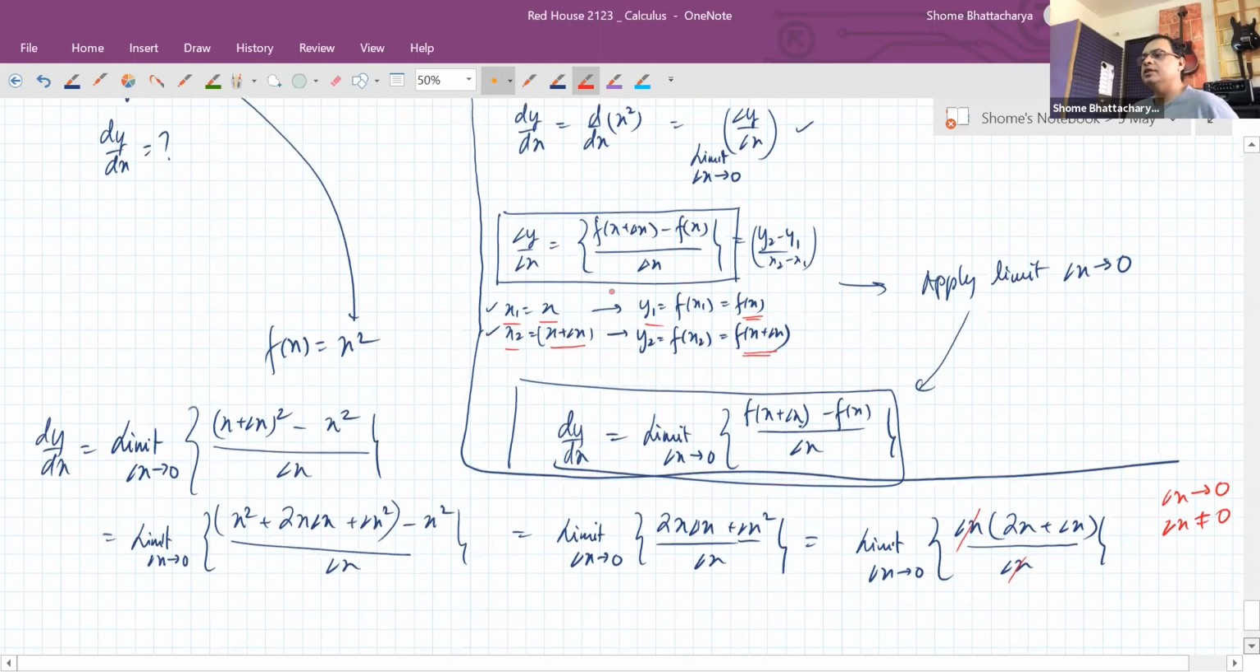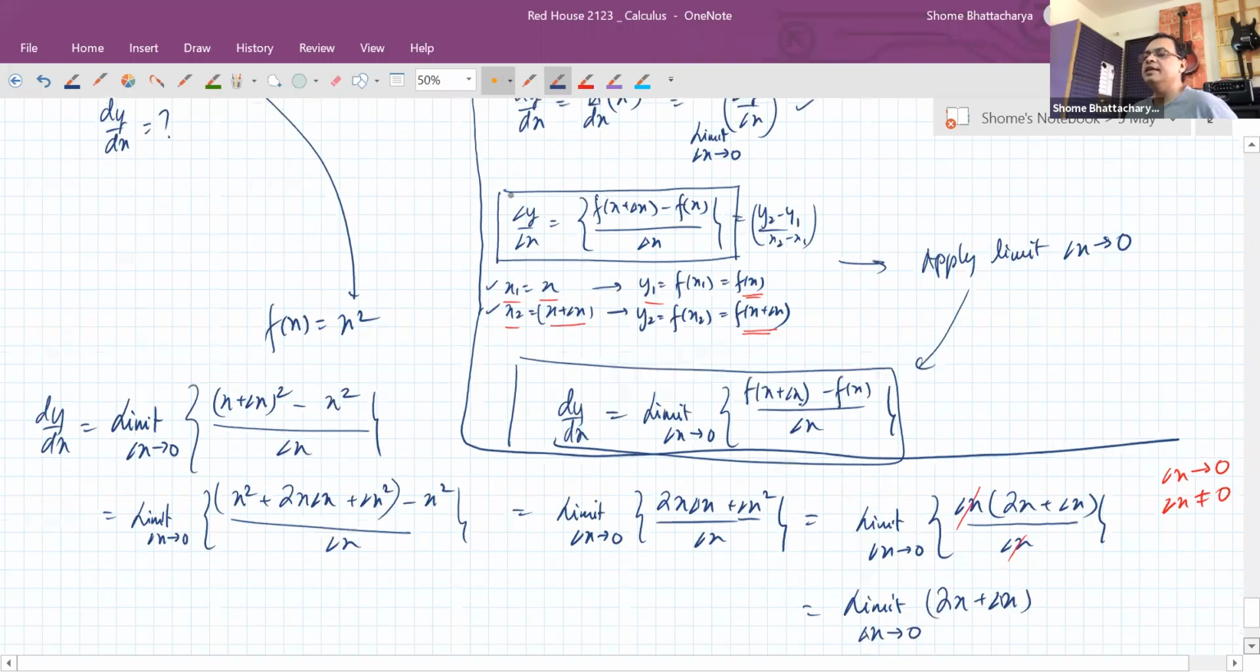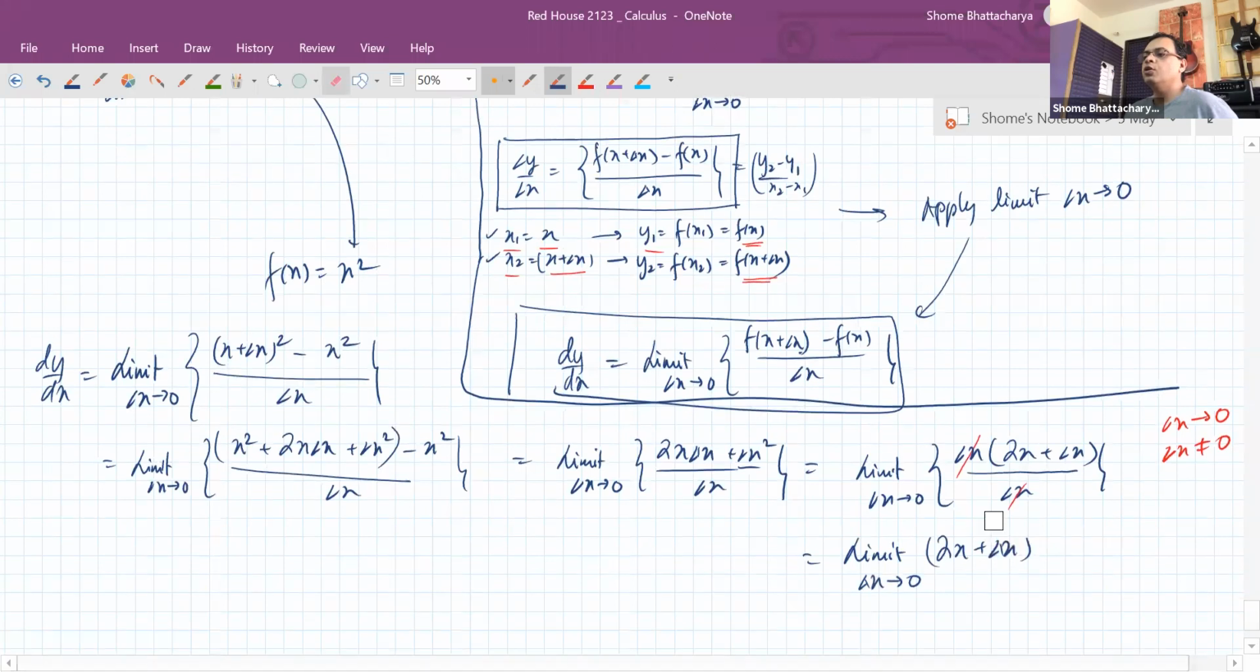I'm left with this expression, 2x plus delta x, but under the condition that delta x is extremely small, it is infinitesimal. Imagine delta x is something like 10 raised to minus 50. It is so small compared to the 2x term that delta x can be neglected. So its value will become 2x. That shows us that the value of dy by dx is equal to 2x.